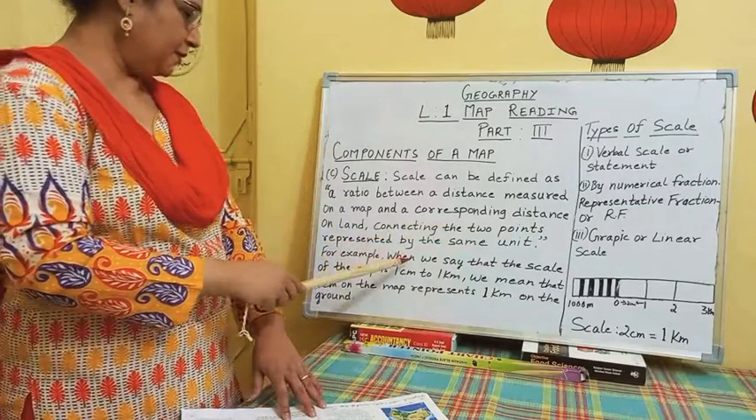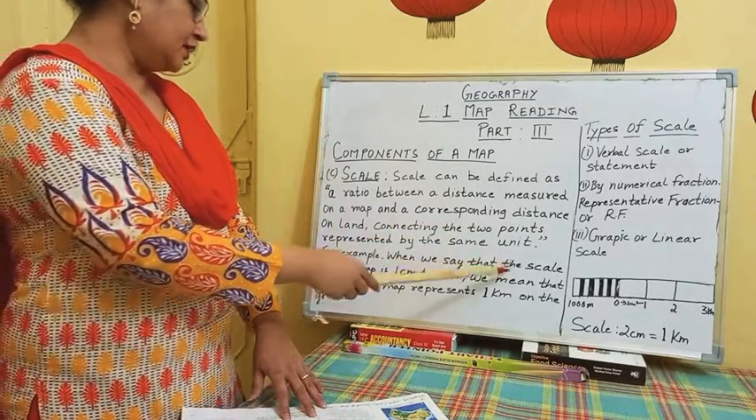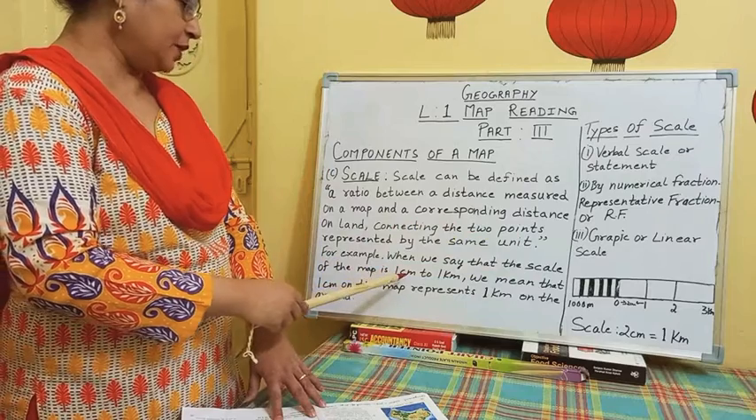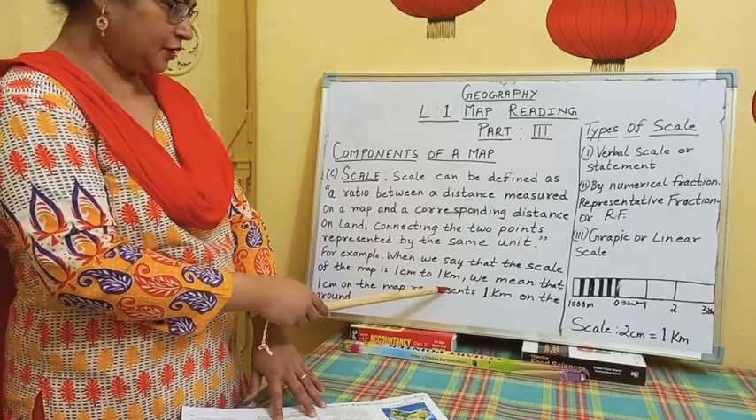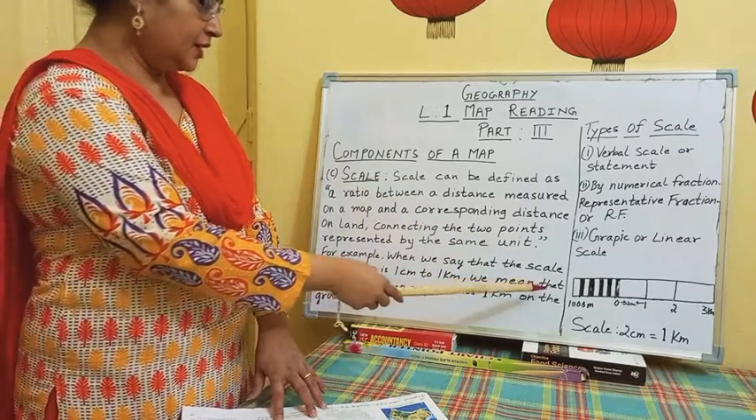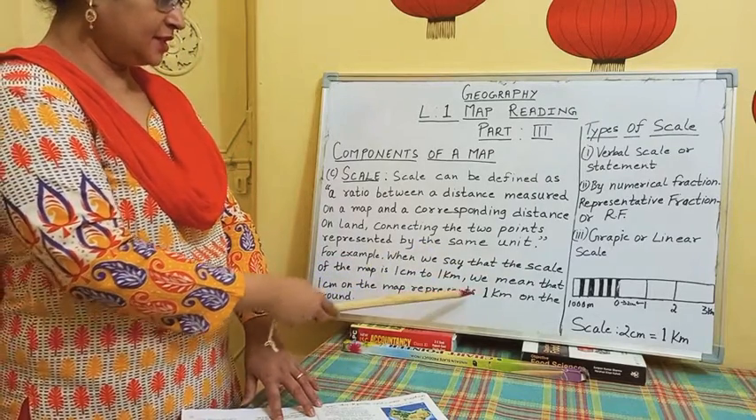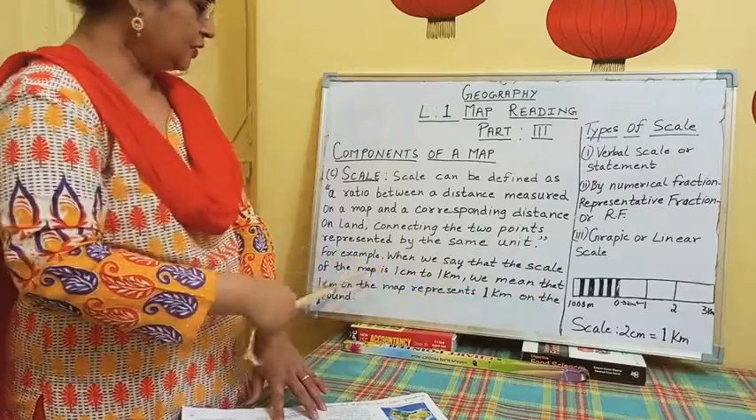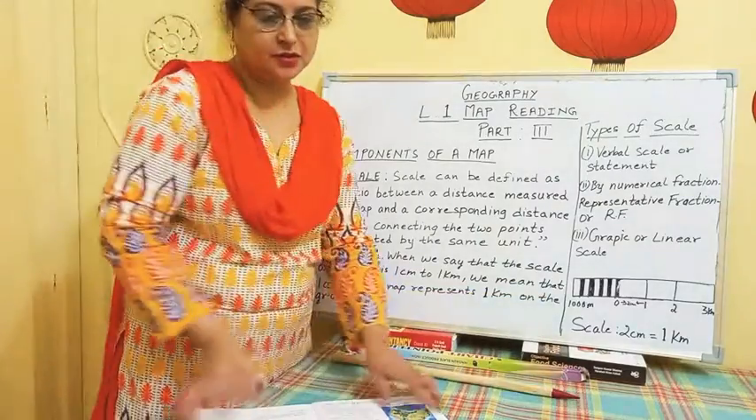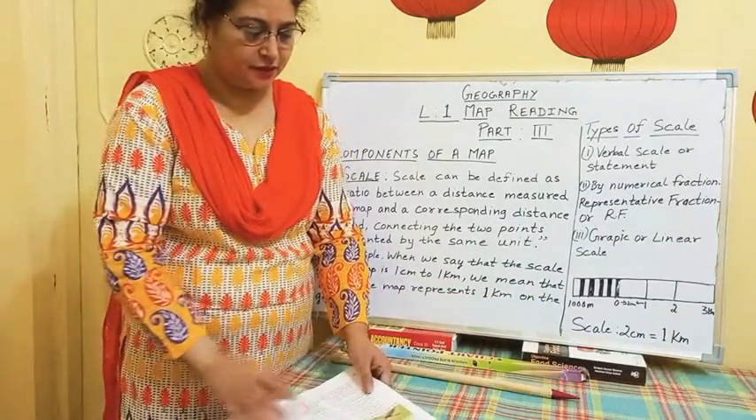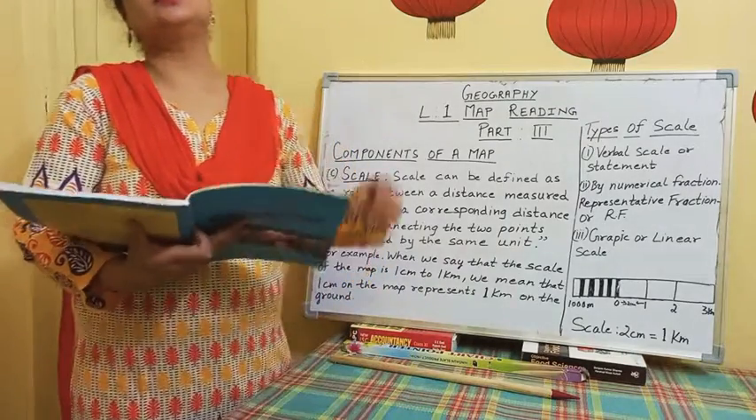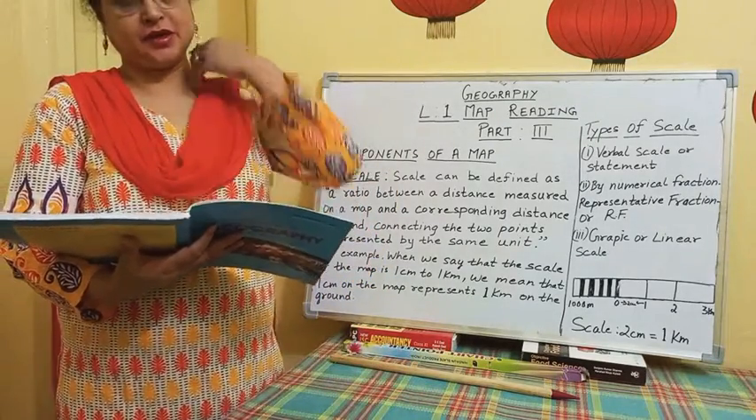This means, for example, when we say that the scale of the map is 1 centimeter to 1 kilometer, we mean that 1 centimeter on the map represents 1 kilometer on the ground. So now let us begin with what is a scale. Pay attention, children, as I read, try to understand.